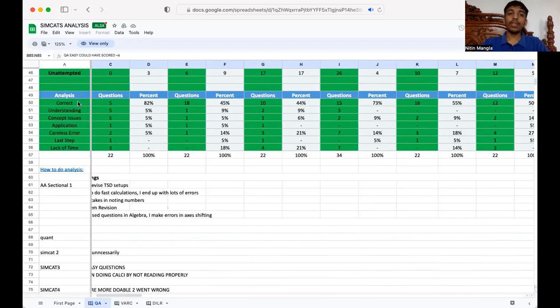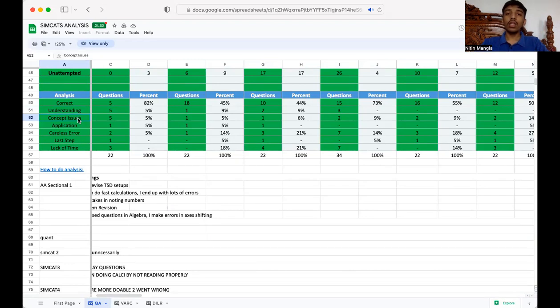Correct means I knew the answer, I knew the questions, and I did well, and I would be able to solve it at any point of time in my life. So that stands for the correct part. Understanding is when I read the question, but I'm not able to understand it, which formula to apply, what is the concept behind it, what needs to be done. Concept issues: I was able to understand the question and what I had to find, but how to find it, I didn't know the concept.